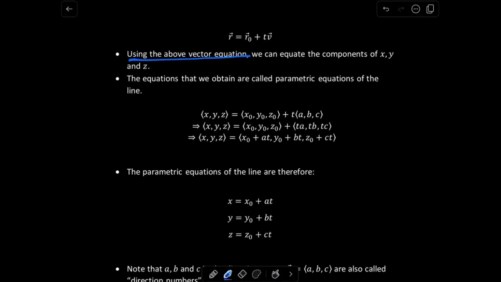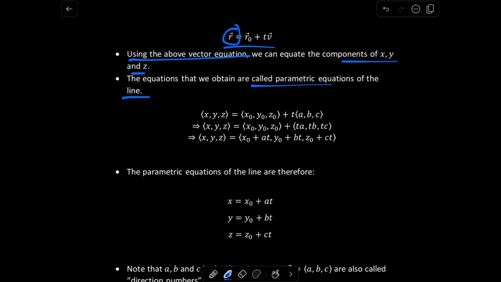So using the above vector equation, we can equate the components of x, y, and z. It's in vector form, so since it's an equation involving vectors, we can equate the corresponding x, y, and z components. The equations that we obtain are called parametric equations of the line, because they are going to involve a t value, and that t is a parameter, hence we call them parametric equations of the line.